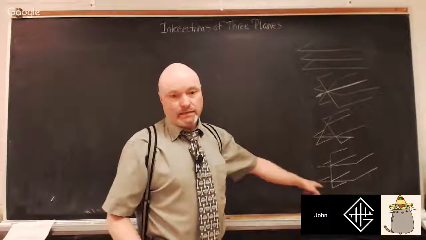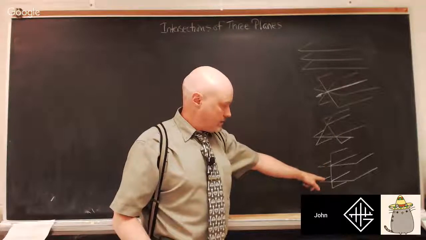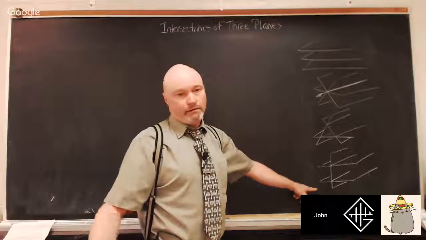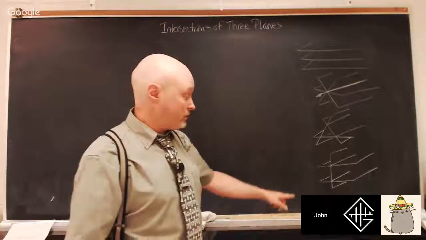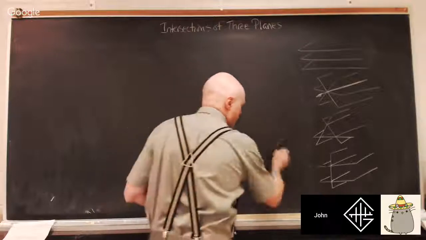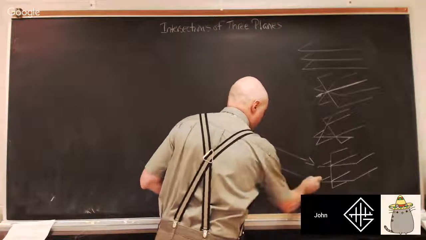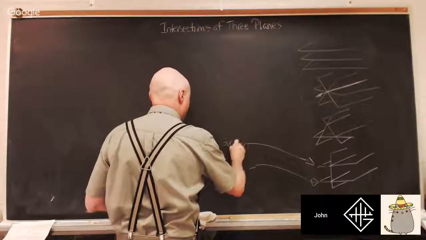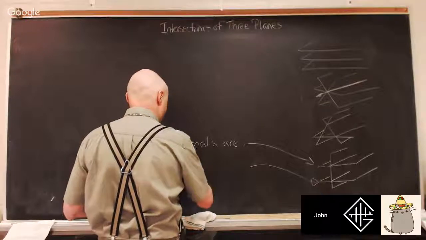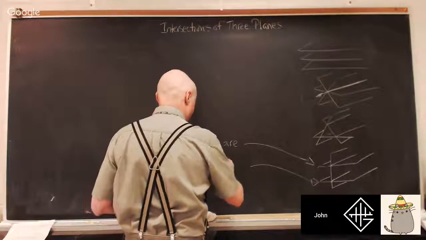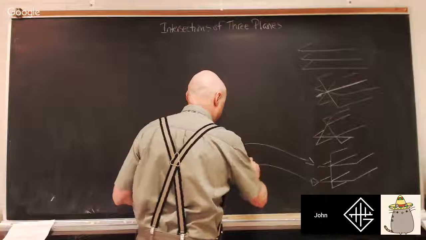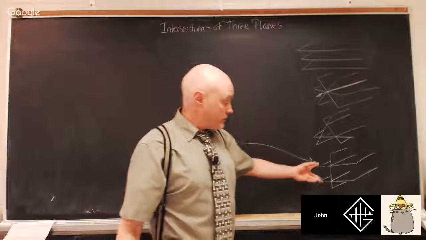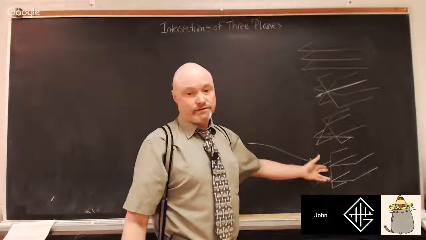So basically, in this case, you'll notice that the normal to this plane is going to be either equal to or some scalar multiple of the normal to that plane. Okay, so yeah, normals are scalar multiples. Okay. There's also the trivial situation where these two planes are actually the same plane.